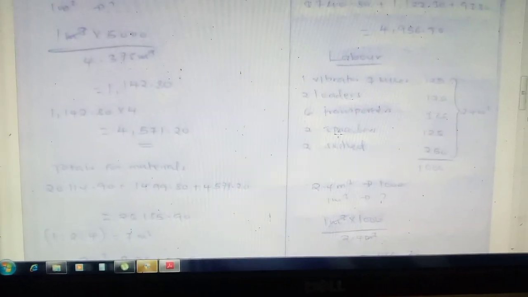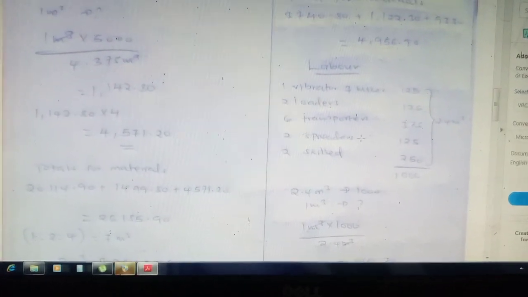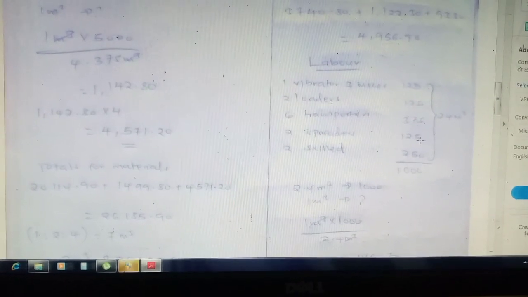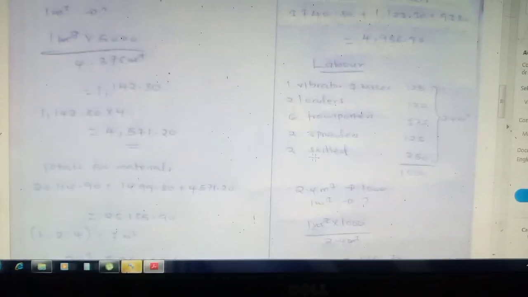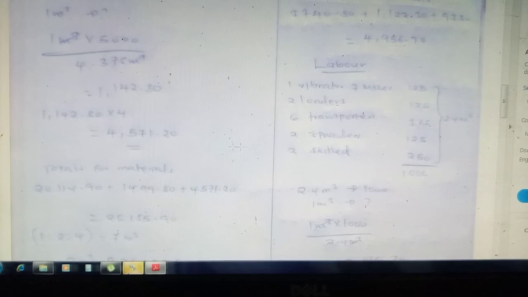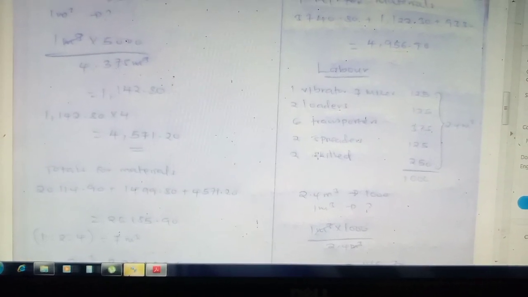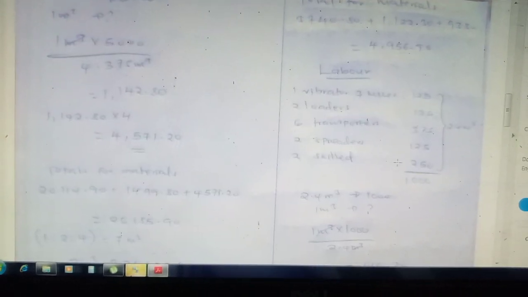Then the spreaders will also be unskilled. Those who will spread the concrete that is poured in the area of placement. The unskilled will do that work. So you have 2 spreaders. 2 spreaders is 125. Then the skilled will just be the skilled laborer. So you take 1000 divided by 8 hours, then you multiply by 2 to get 250.